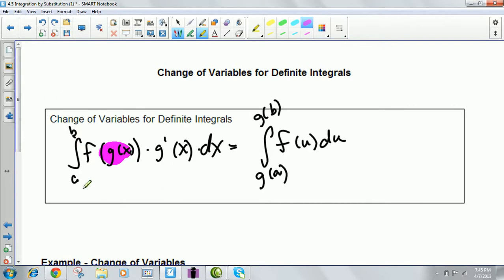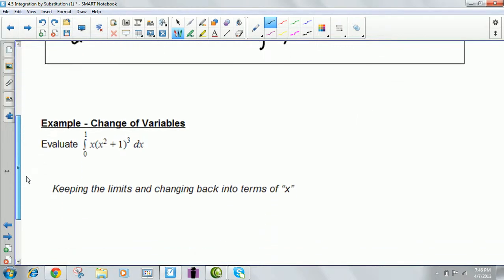So your limits change from a to b. Actually, they should be from a to b. That's an a. So they're going to change from a to b to g of a to g of b. And again, we'll do some examples, but just get this down. And then f(u) times du. Sorry about that, explicit language again. So you did the change of variables, and since you changed it, your limits are also going to change as well. Let's take a look.